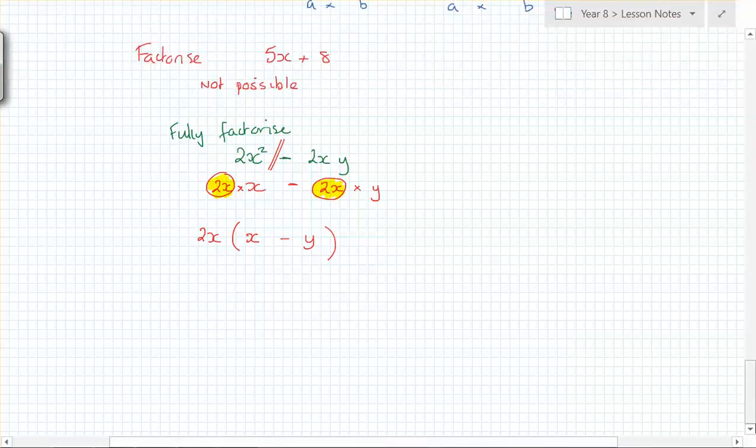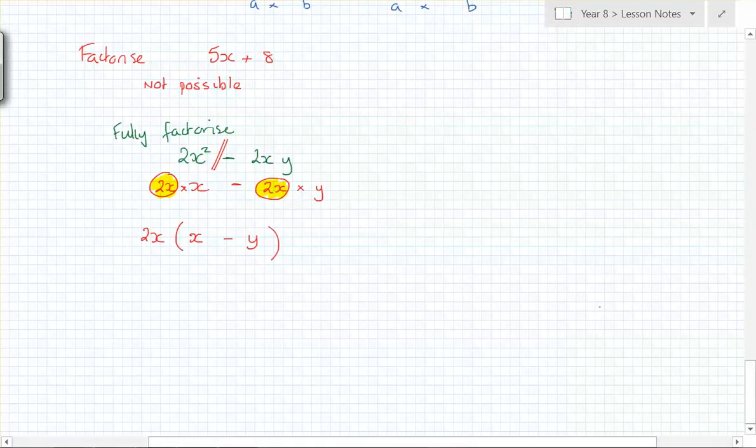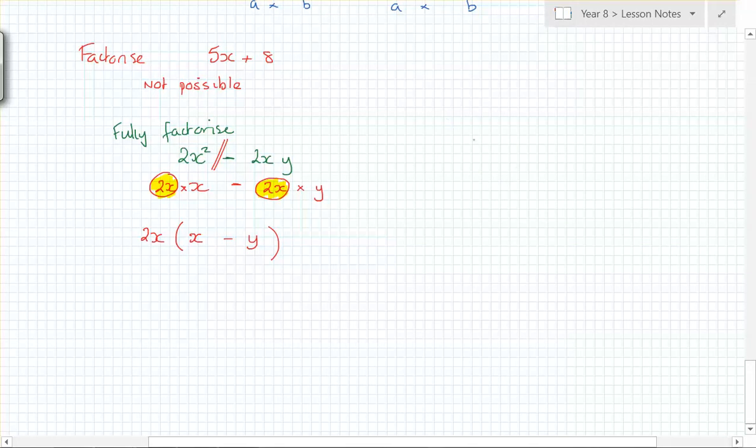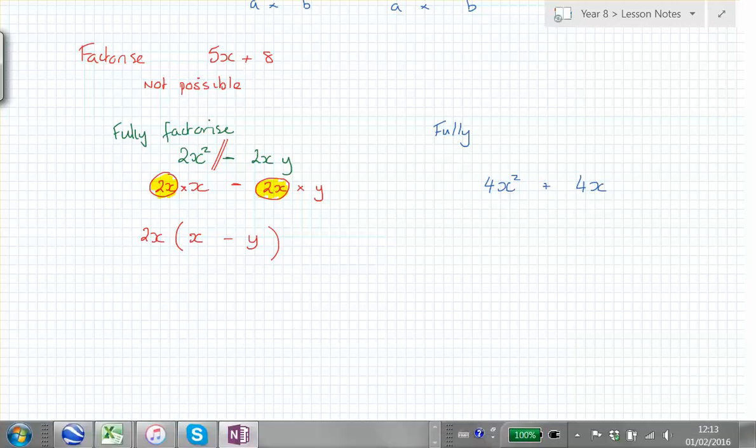Let's have a go. Something like this. Let's have a go with this one. So one more. While you're writing that one, I'll write this one. Let's do: fully factorise 4x squared plus 4x. Okay, have a go at that one.